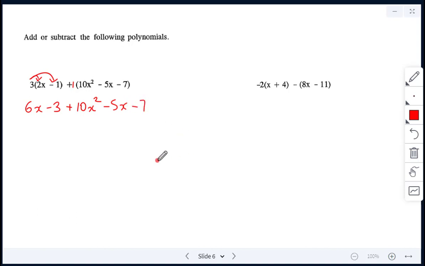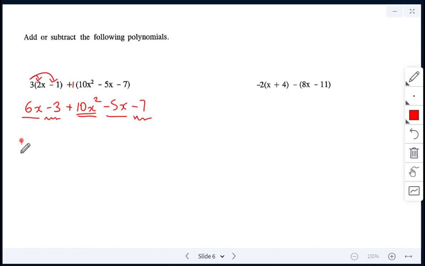All right, last step to do here is collecting any like terms. So we have here 10x squared. It's the only one by itself, so we just have 10x squared. And then we have 6x and minus 5x. And then we have negative 3 minus 7. So those are the ones we have to collect.